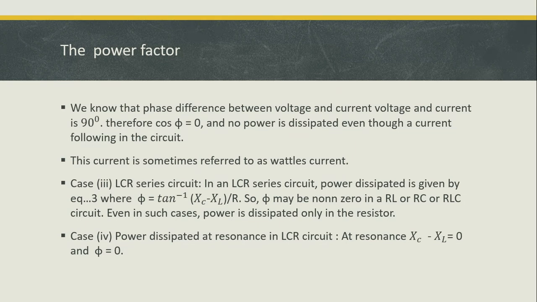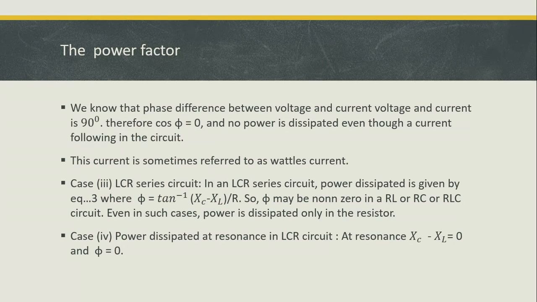So what do you mean by that? In an LCR series circuit, the power is given by the equation P is equal to VI cos phi, where phi is equal to tan inverse of (XC minus XL) upon R. So phi may be non-zero in an RL, RC or RLC circuit. Even in such a case, the power is dissipated only in the resistor. Where is it dissipated from?